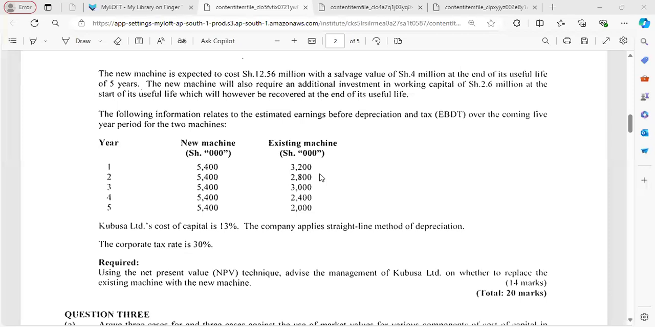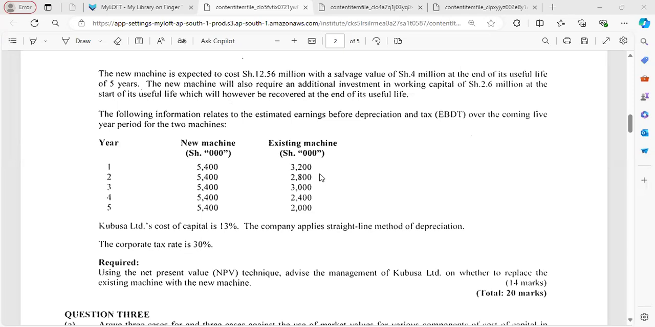But let me explain the question. There is an aspect here, and this is the concept examiners use so much to manipulate your mind. They are giving you the new machine and the existing. Do you know the difference between the cash flows of a new machine and the existing? Because that is a saving.